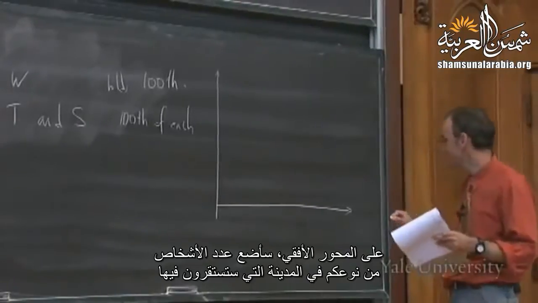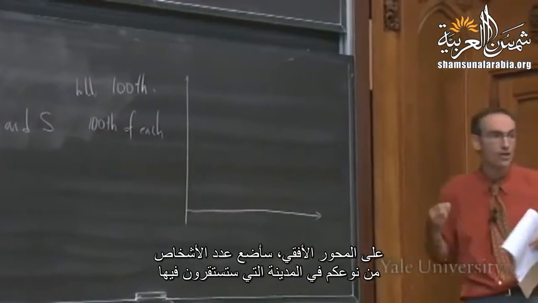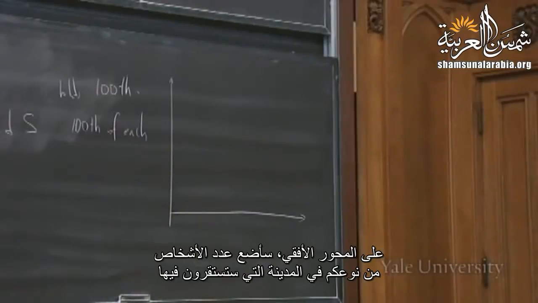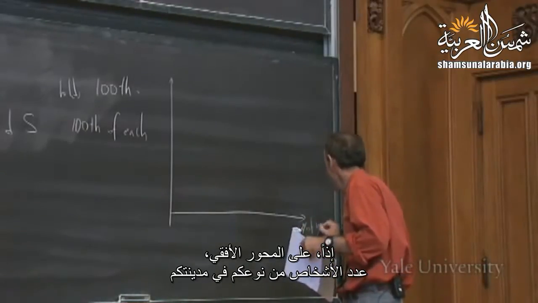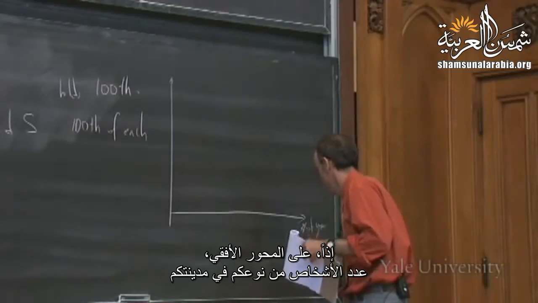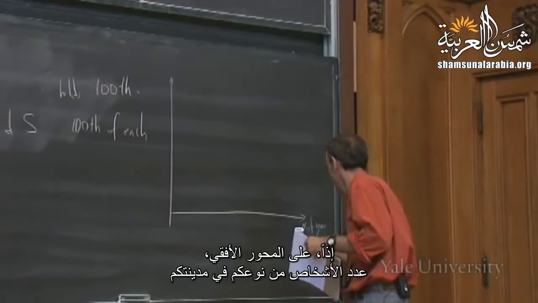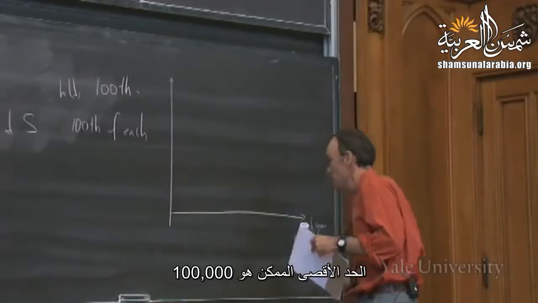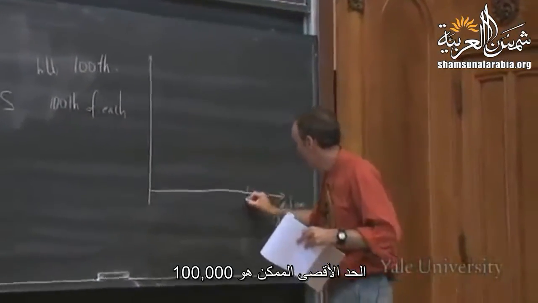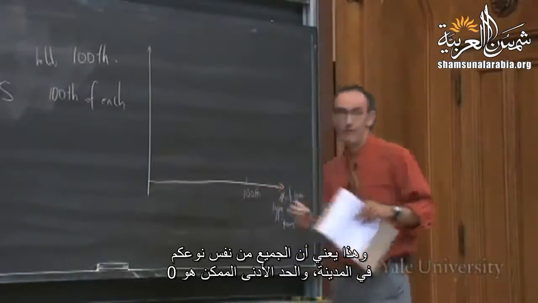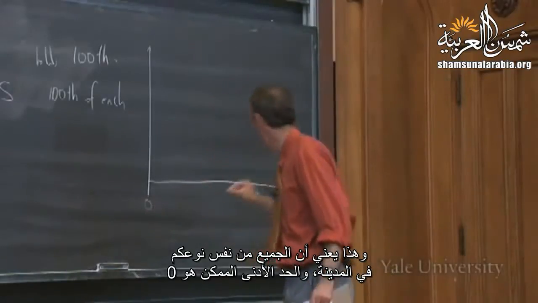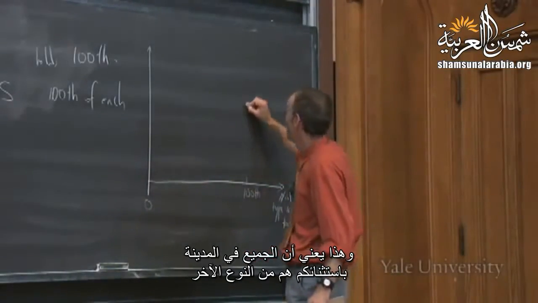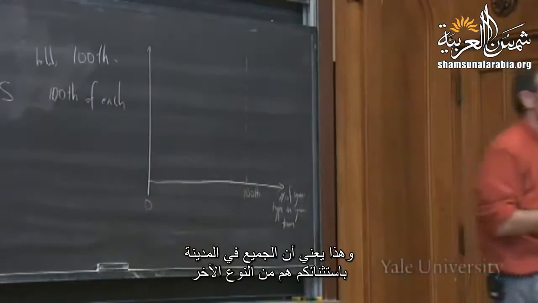So on the horizontal axis, I'm going to put the number of people of your type in the town you end up in. All right? So on the horizontal axis is the number of your type in your town. So the most this could possibly be is 100,000, right? Because that would say everybody is the same type as you in the town. And the lowest it could possibly be is 0, because that would say that everyone in the town except for you is of the other type.